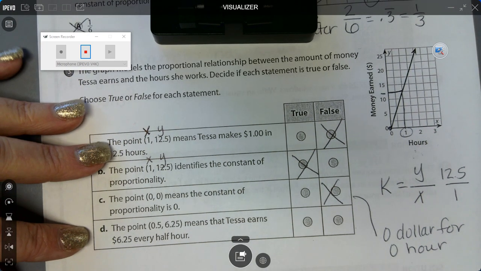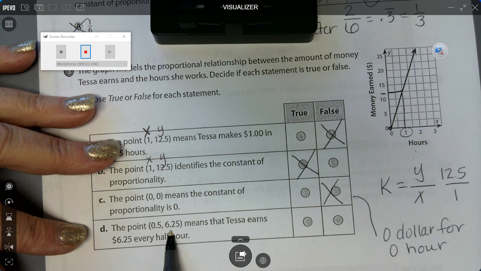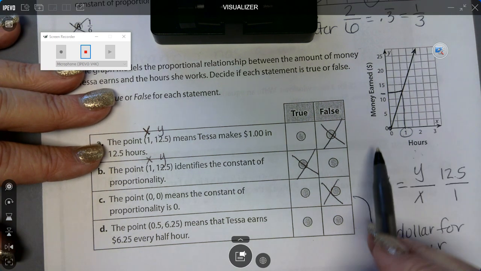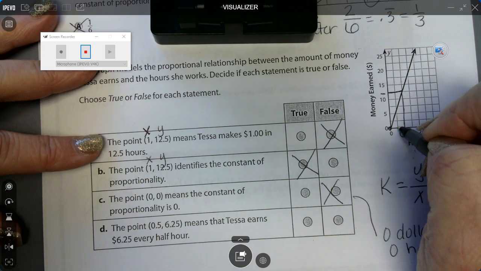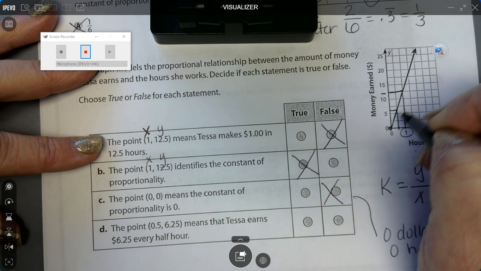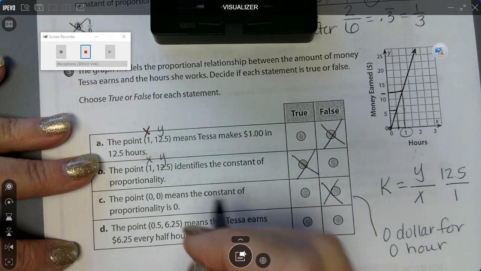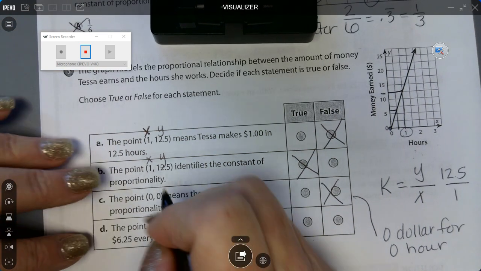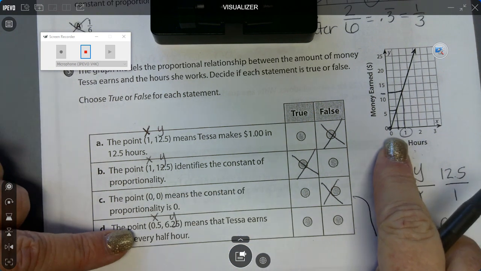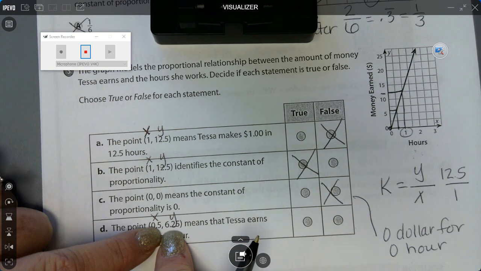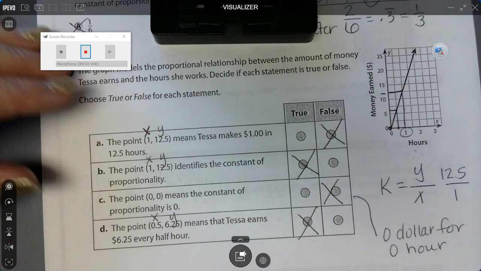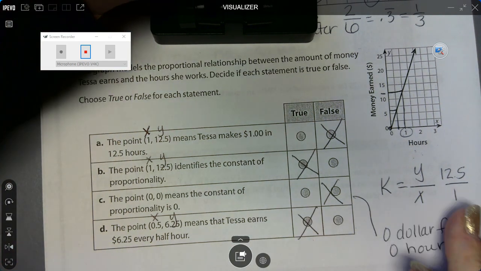And last but not least, (0.5, 6.25) means that Tess earns $6.25 every half hour. I don't even really have to look at my chart, even though I can. Here's 0.5, and that must be 6.25. But this is my x value, this is my y value. So half an hour is $6.25. Yes, that is true. Okay? Comments, questions, or concerns so far?